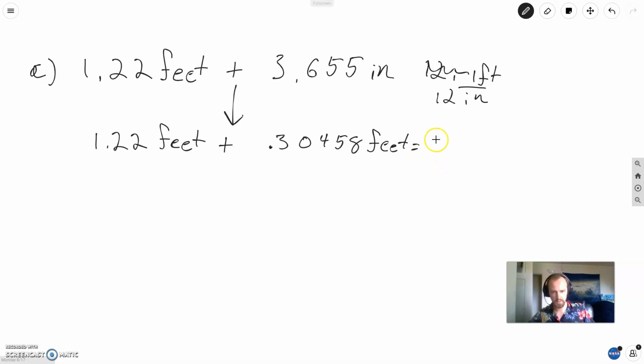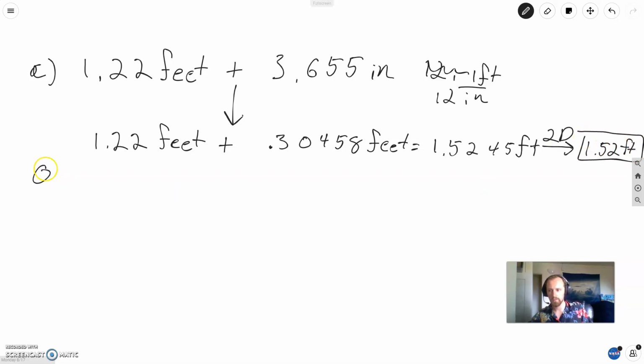So before I take care of sig figs, I have 1.5245 feet. And then 2 decimal points gives me 1.52 feet.